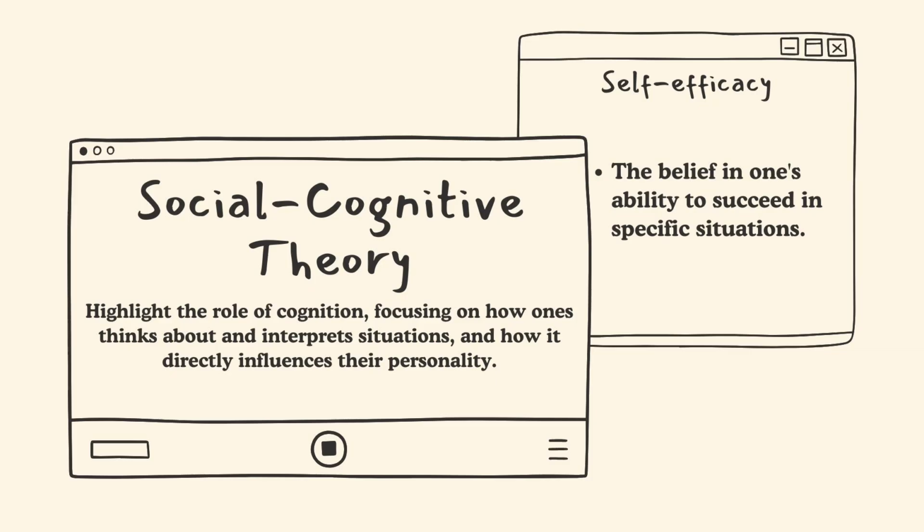Social cognitive theory highlights the role of cognition, focusing on how one thinks about and interprets situations and how it directly influences their personality. Self-efficacy is the belief in one's ability to succeed in specific situations.